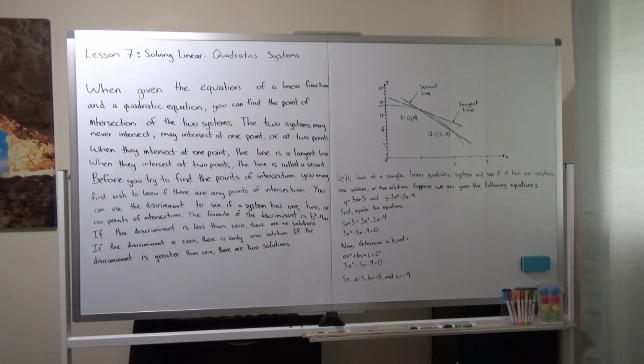The formula for the discriminant is b squared minus 4ac. If the discriminant is less than 0, there are no solutions. If the discriminant is 0, there is one solution. If the discriminant is greater than 0, there are two solutions.